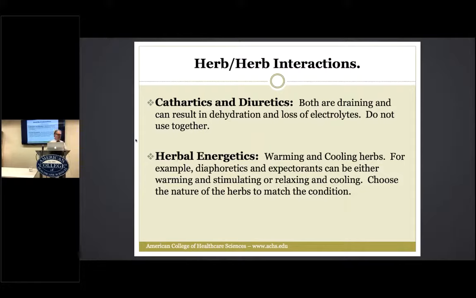My tradition, traditional Chinese medicine, is a vitalistic or energetic tradition. So they're always looking at the herbal energetics. Some herbs are warming and some herbs are cooling. For example, diaphoretics and expectorants can be either warming and stimulating or relaxing and cooling. So you need to choose the herb with the nature to match the condition.